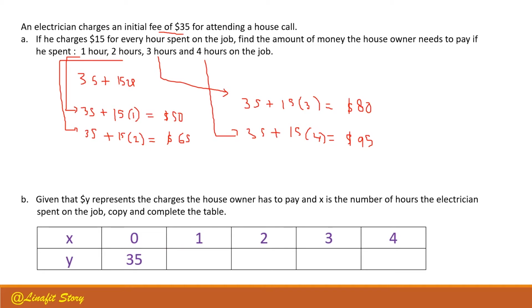X is 1, y is 50. X is 2, y is 65. X is 3, y is 80. X is 4, y is 95.